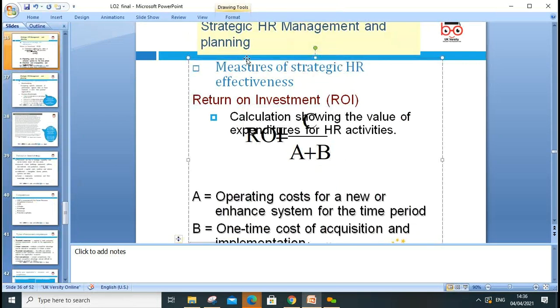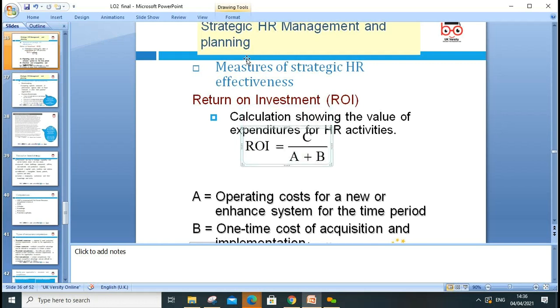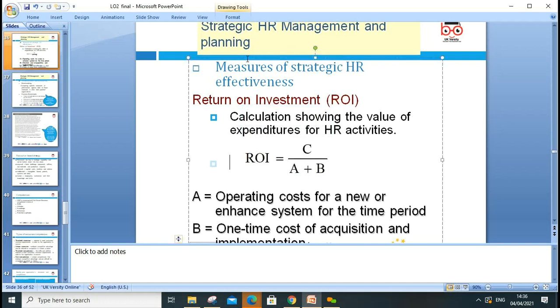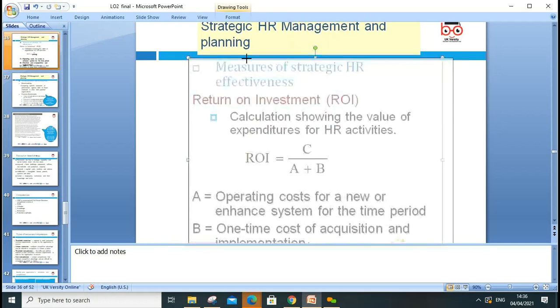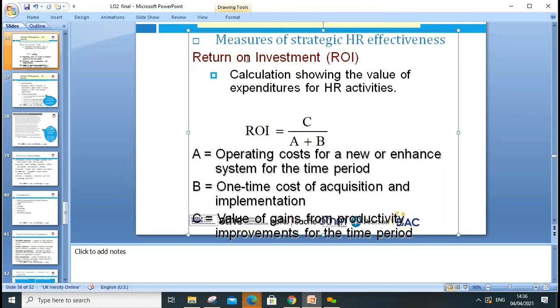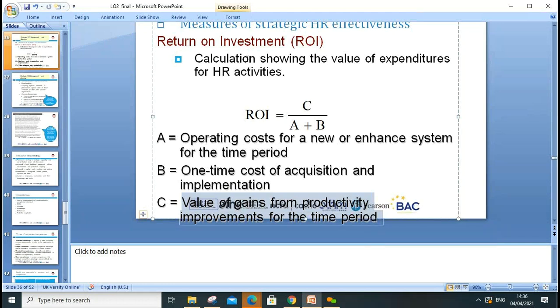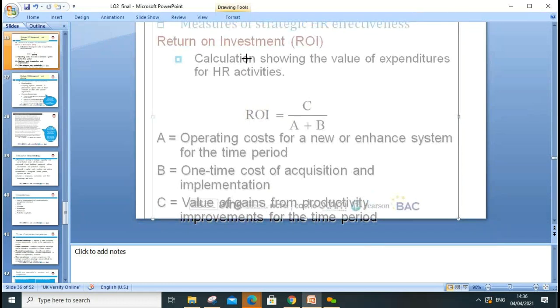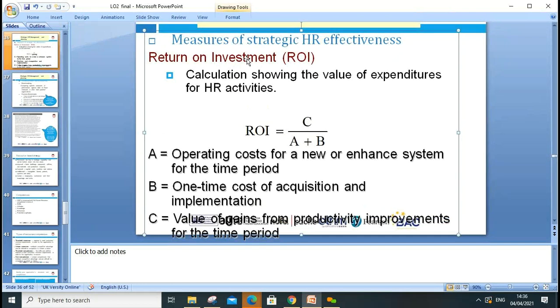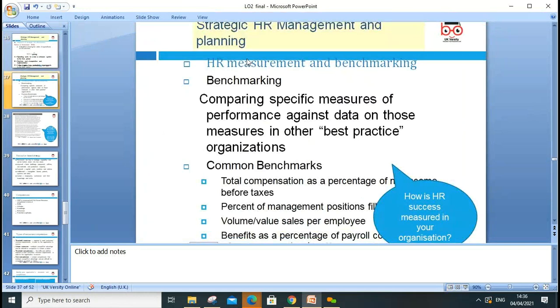Okay, we can use the formulas as well. It's the numerical return on investment, a calculation showing the value of the expenditures for HR. We look at the operating cost for the period, the one-time cost of acquisition and implementation, and the productivity for the period. So productivity divided by the cost, times 100, tells us what percentage of return we get on what we spend.